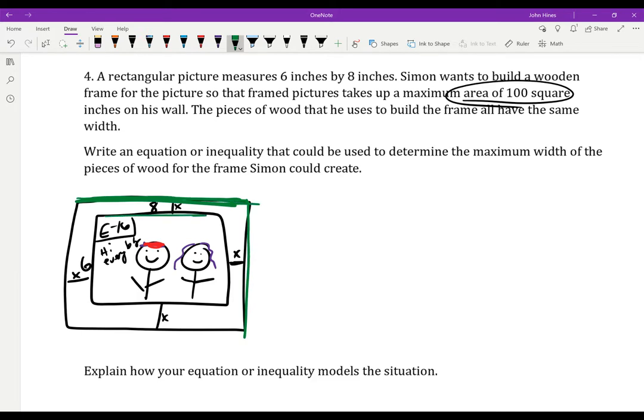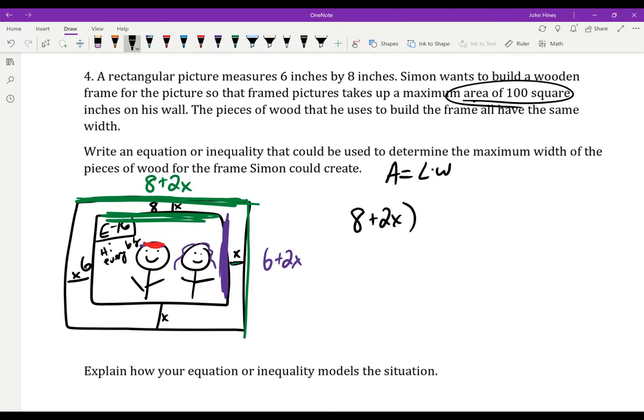So this horizontal side, it was 8, but look what happened. I stuck on an X on each side. So that new side becomes 8 plus 2X. It was 8 across, but I stuck on 2 X's. Vertically, it was 6, but I stuck on 2 X's. So now I can write an equation. Area equals the product of the length and width. So 8 plus 2x times 6 plus 2x is 100. I want to have the area equal 100. Well, that wasn't bad.